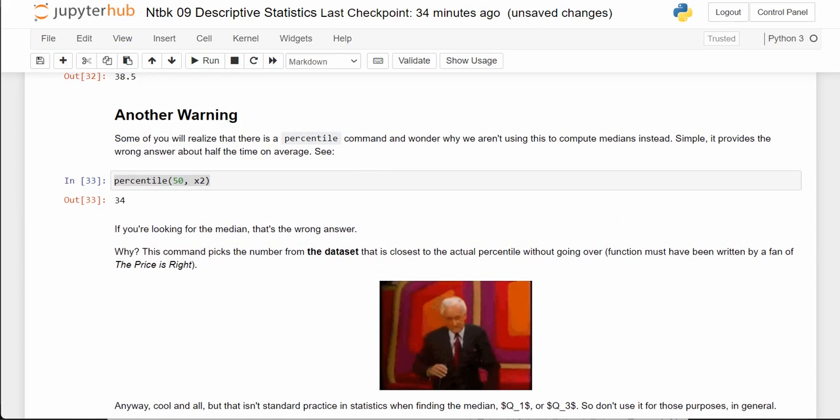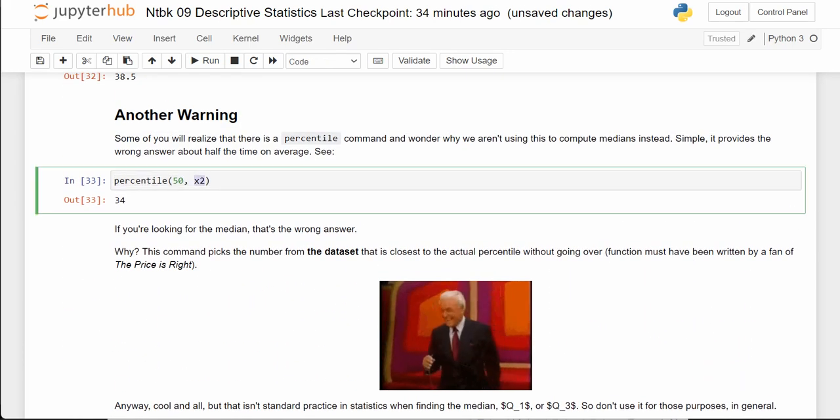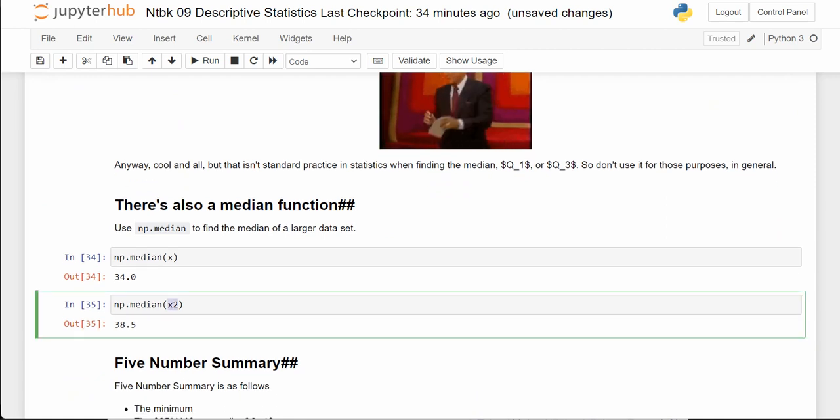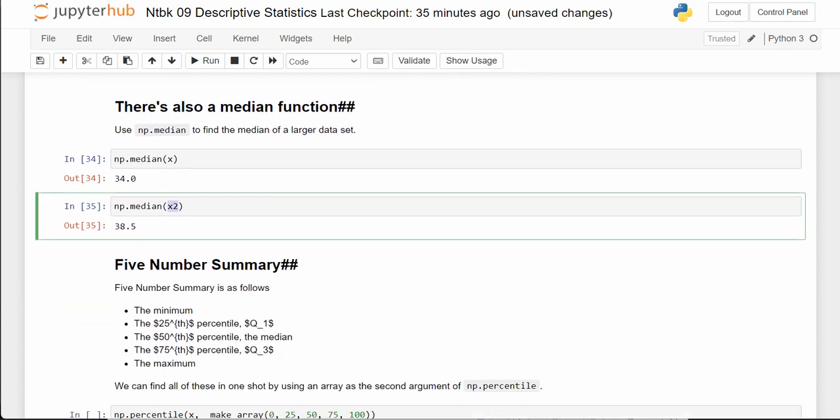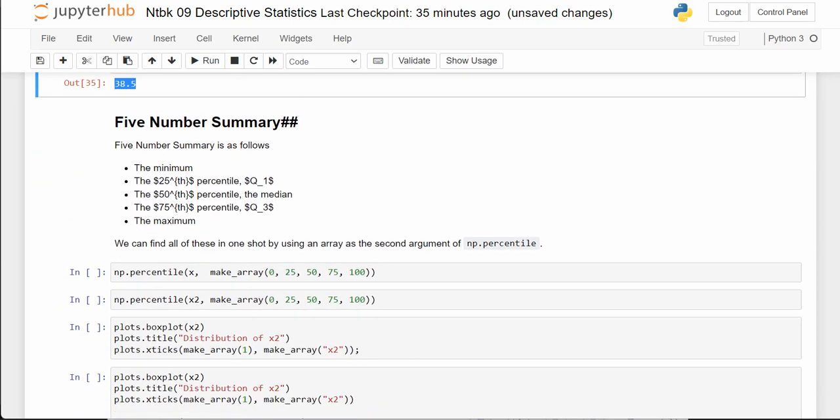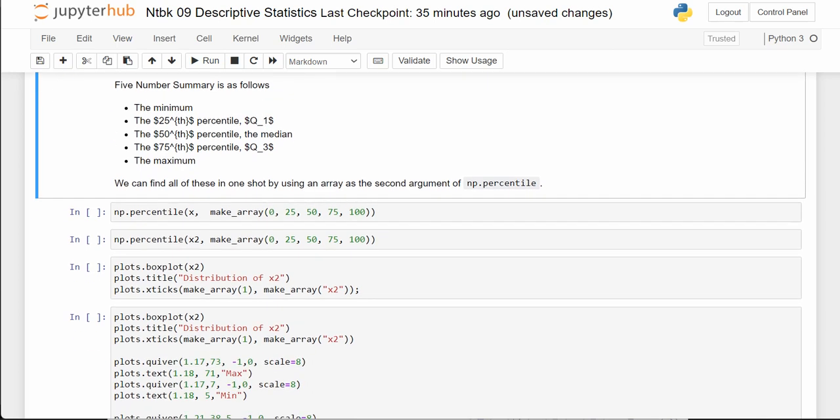Sorry. If we're looking at the 50th percentile of X2, we get 34. If we're looking at the median of X2, we get 38.5. So again, there are sometimes differences because percentiles are calculated differently. The median is essentially the 50th percentile, but in fact, we'll just use np.median here. And again, in the notebook, they show these values, and notice that I had Q1 listed as Q2 instead, so this one is correct. All right.